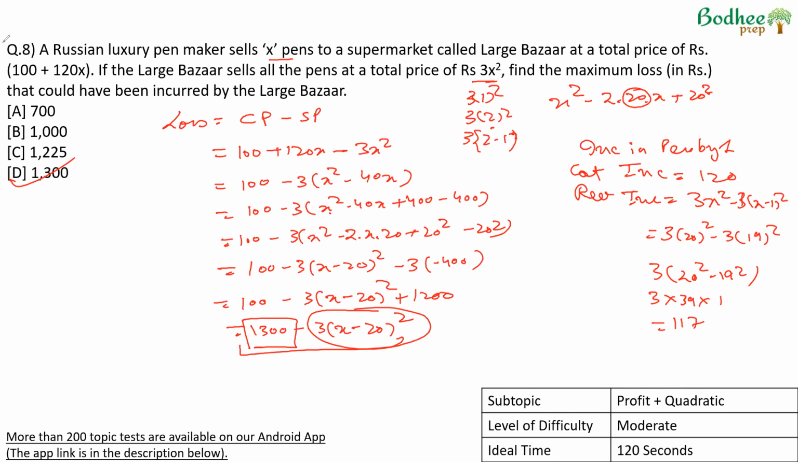That comes out to 1300. We'll have to find out the loss at that point, looking at the overall revenue and the cost for 20 pens, and you'll get the answer as 1300. That could be an alternate way of looking at this question. But again, in both cases, the expectation is that an idea of quadratic has to be there.